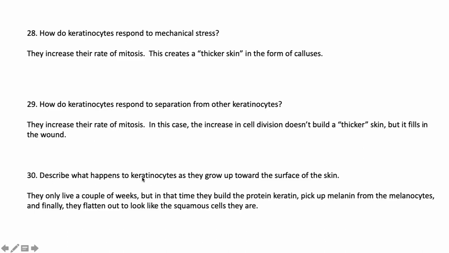And then finally, describe what happens to keratinocytes as they grow up toward the surface. So this is kind of the journey we just described as you go from stratum basale to stratum corneum. And it's about a 2-week journey for skin cells. And during that time, they begin by cell division. They make a lot of keratin. They pick up melanin from the melanocytes and make sure it's distributed around. And then they flatten out. Remember, that's in the stratum granulosum layer. They actually look like squamous cells there. And then finally they die. And that's their little story.